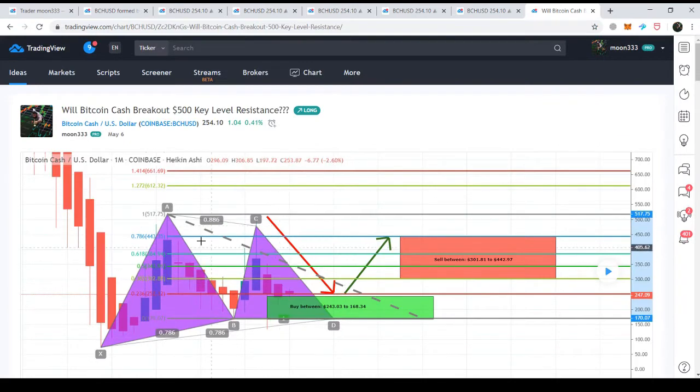And at the end of this video, I would like to show you this very big bullish Gartley pattern that is formed on the monthly chart that can lead the price action very strong bullish. Now let's start the video.